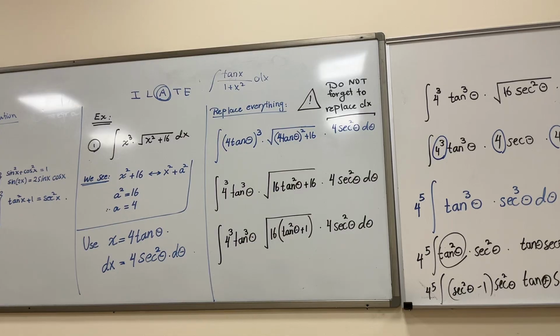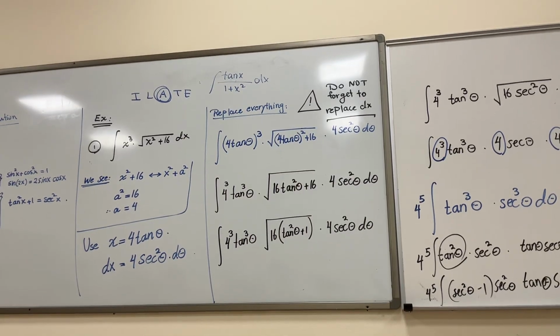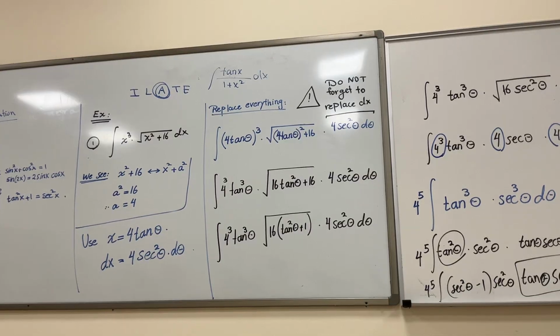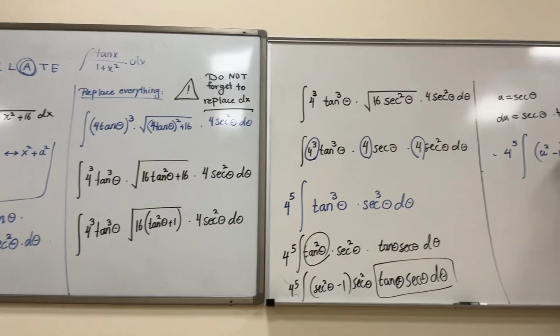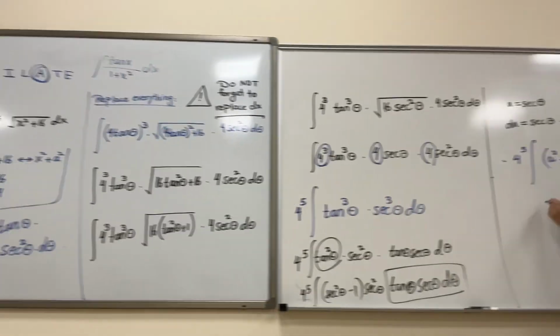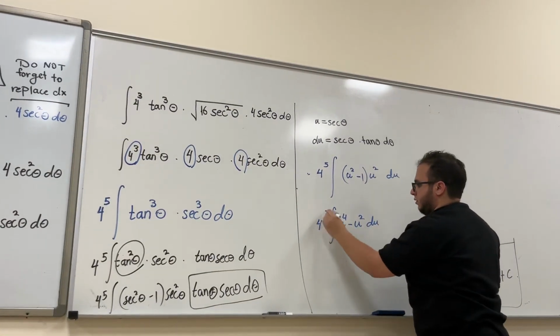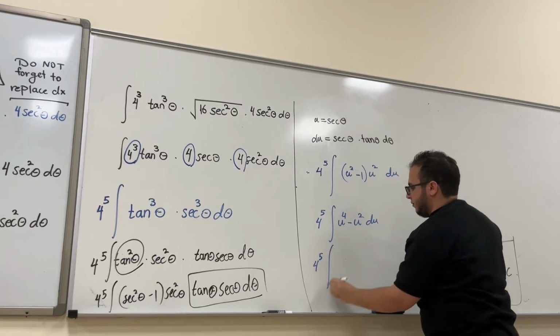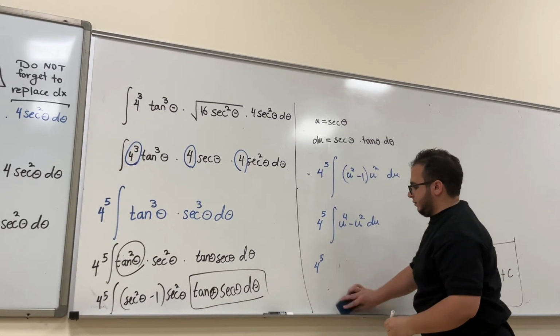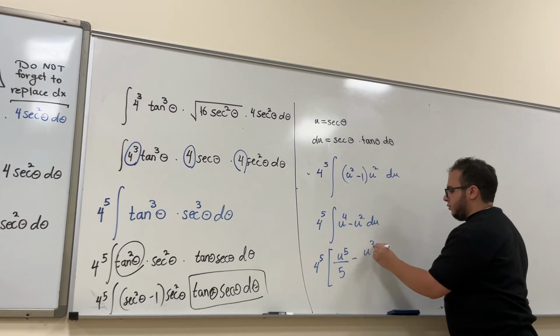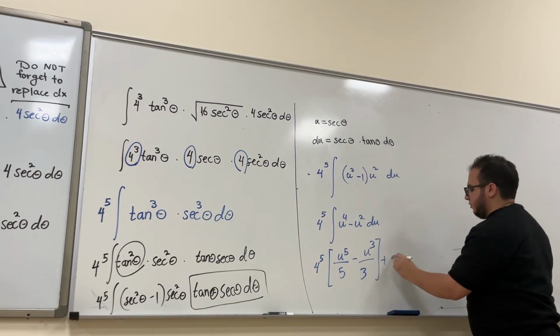So du is secant tan, which I can see here. This is what I put, you remember. So u to the power 5 becomes the integration of (u squared minus 1) u squared du. And then (u to the 4 minus u squared) du. And then what? Integrate. u^5 over 5 minus u cubed over 3 plus c.